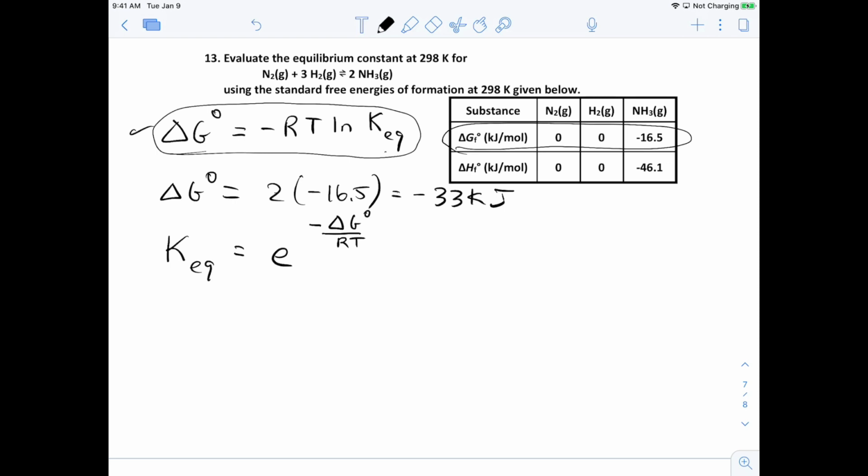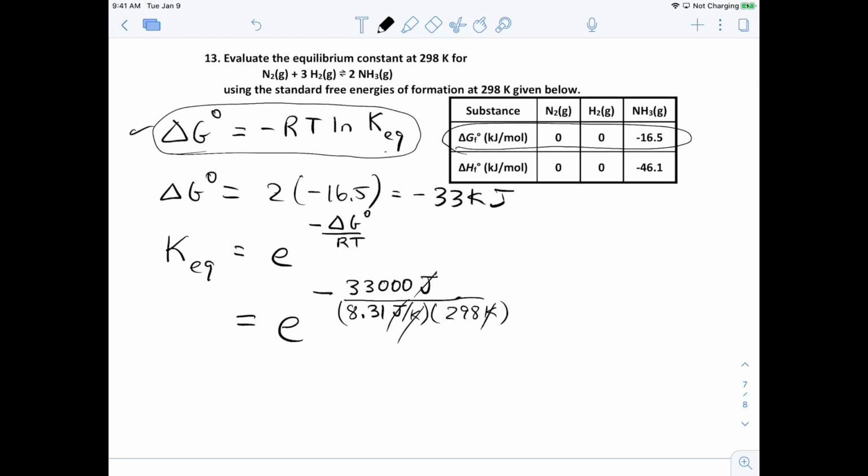And now we'll just plug in e to the minus negative 33 kilojoules, but let's turn that into joules. So that's 33,000 joules. The reason we're doing that is because we know that R is in joules, and you have to put them in the same units. You could put them both in kilojoules or both in joules. R is 8.31 joules per mole Kelvin, and we multiply that by the temperature, 298. So the Kelvins are going to cancel, the joules are going to cancel. That's good. So we just have a number here.